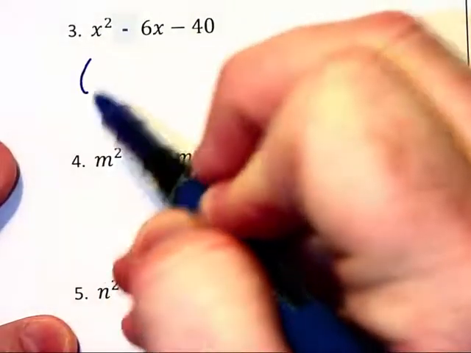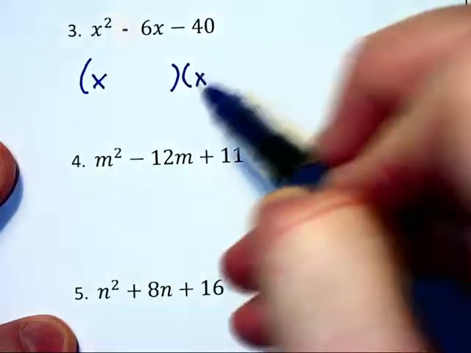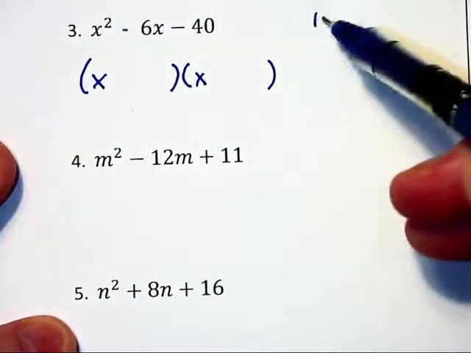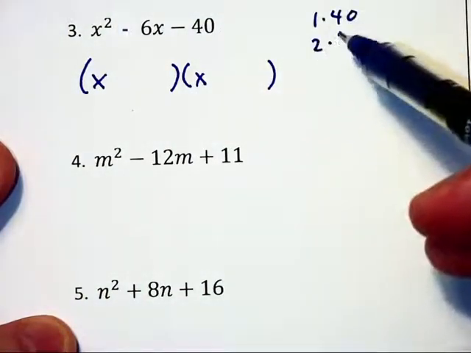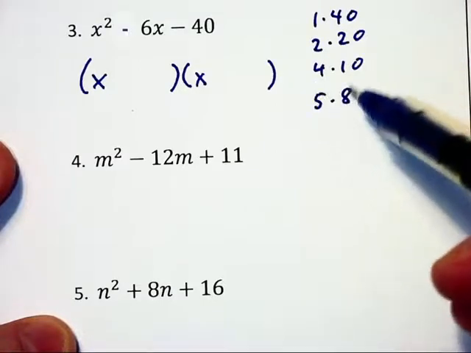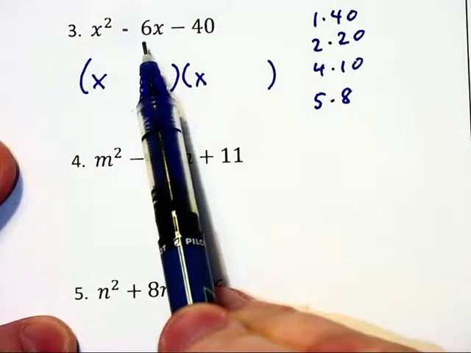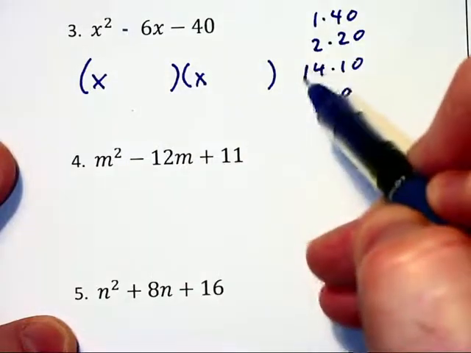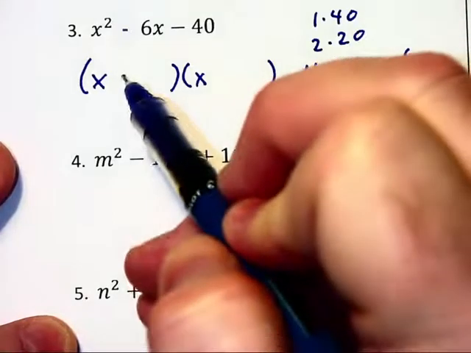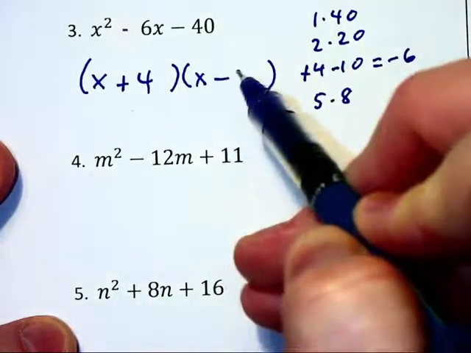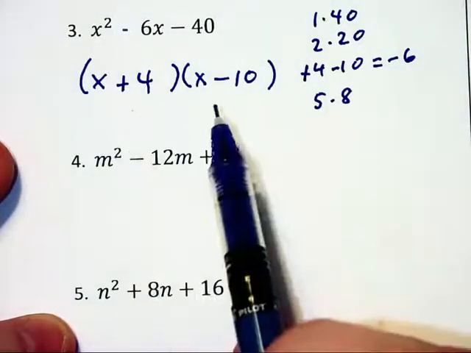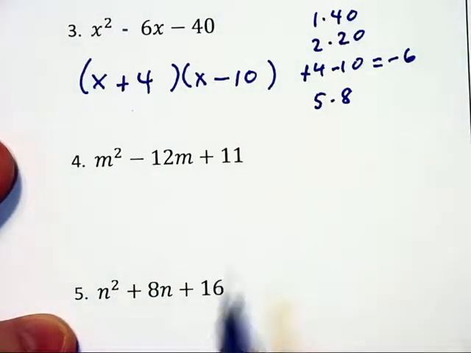Moving on, here we go again. x and x, we need two numbers that multiply together to be 40. 1 times 40, 2 times 20, 4 times 10, 5 times 8. Will any of them add or subtract to make 6? Yes. Positive 4 and minus 10 add up to make negative 6. So x plus 4 and x minus 10 are the two factors. And you do again want to go through and check each term of FOIL to make sure this works.